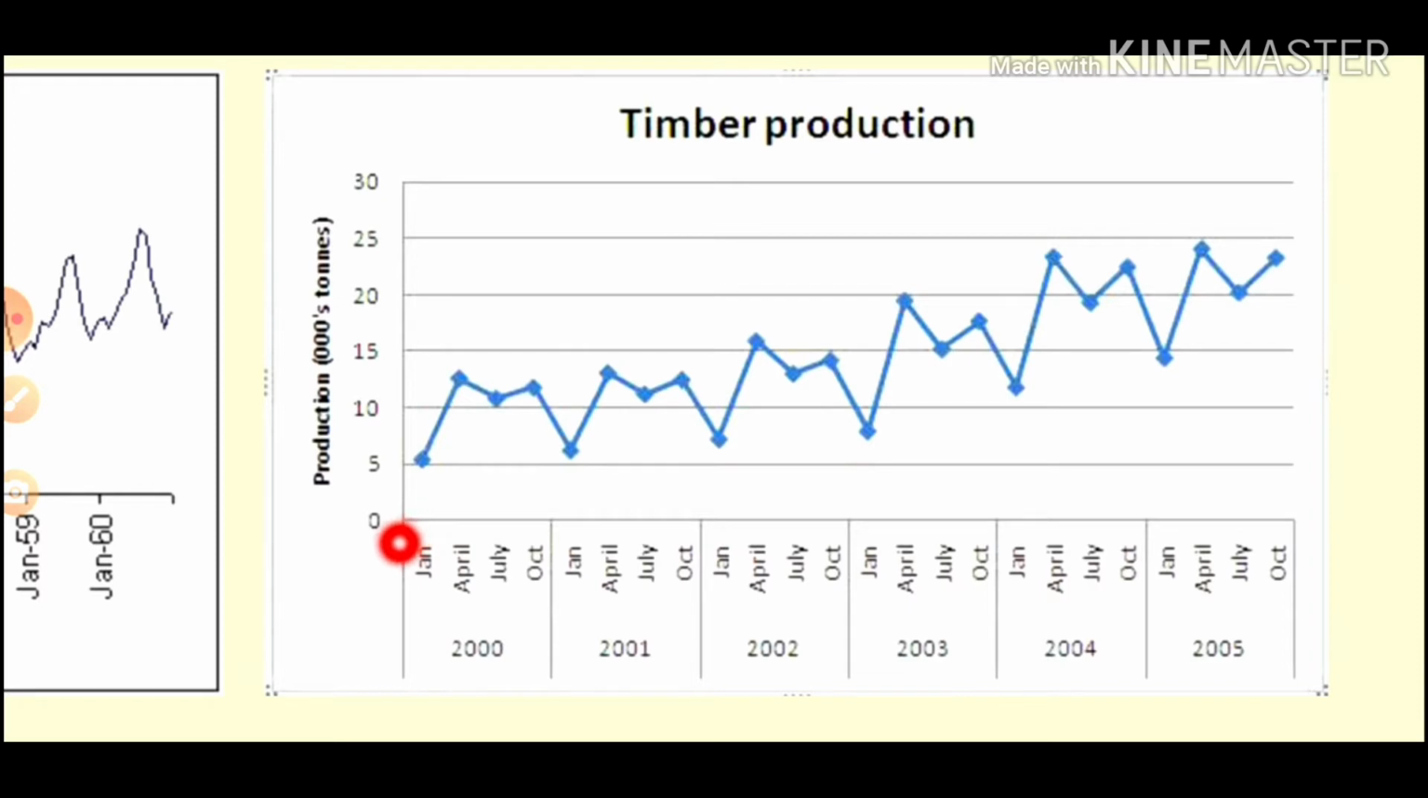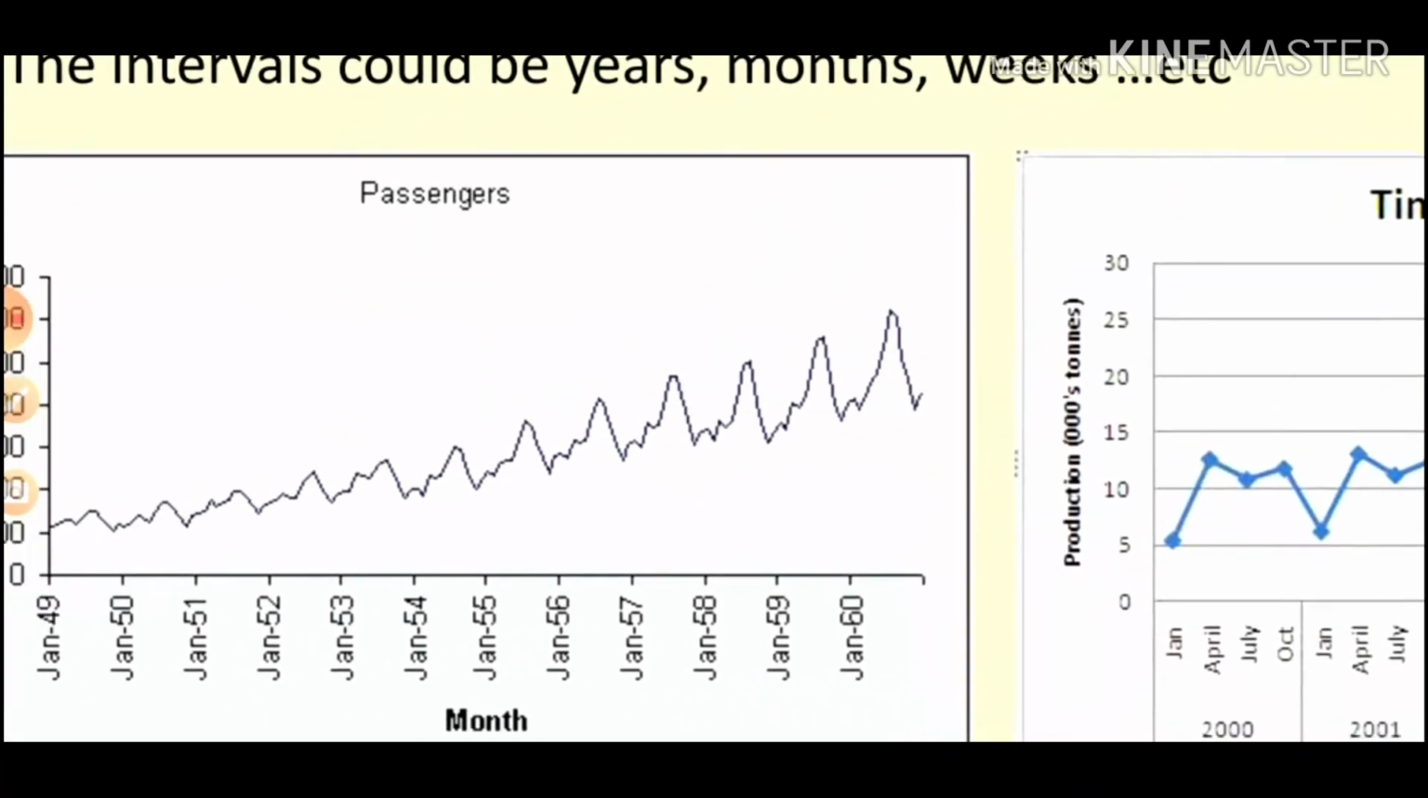So the data is recorded in Jan, April, July, October of the year 2000 and 2001. Again, Jan, April, July, October, and so on over the 1, 2, 3, 4, 5, 6 years, right? So a time series graph is a line graph of repeated measurements taken over regular time intervals. In this case, every 4 months, the data has been recorded repetitively over 6 years.